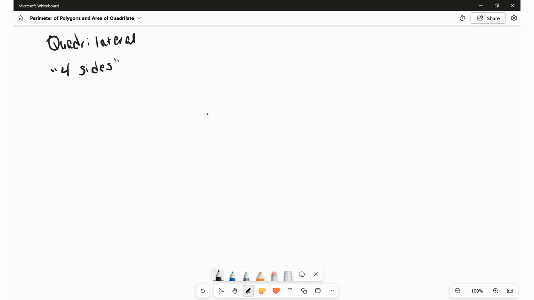And for the majority of 4-sided figures, the area formula is length times width. And this is for, I'm just going to abbreviate a quad, most quadrilaterals.